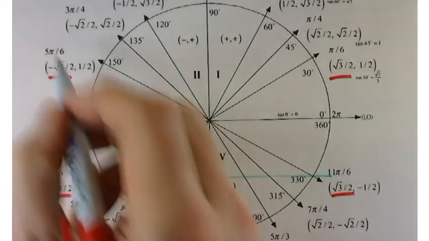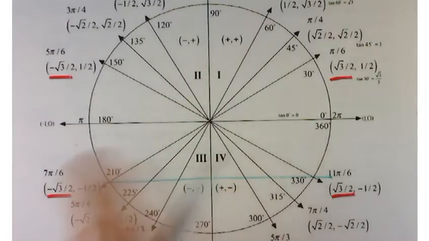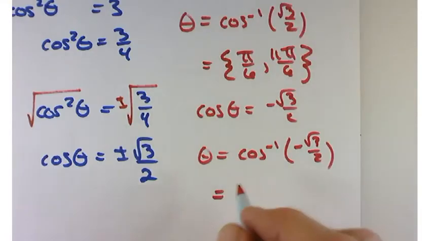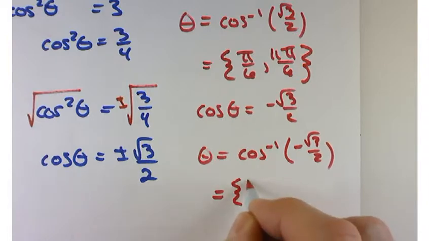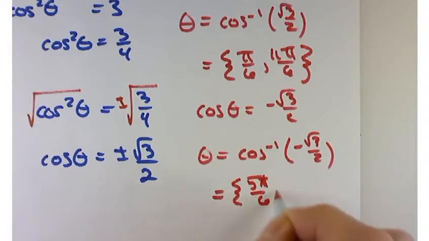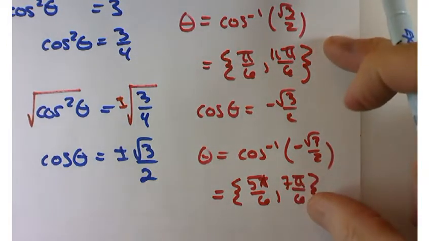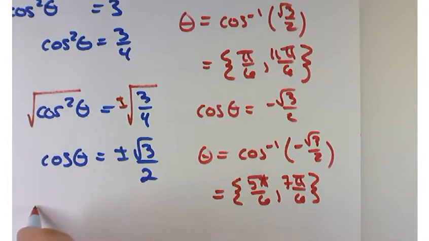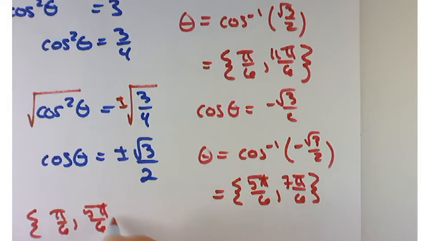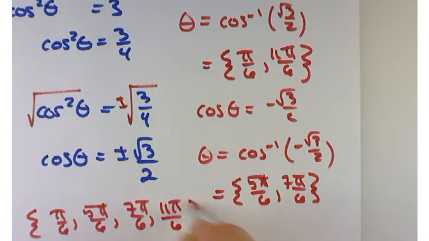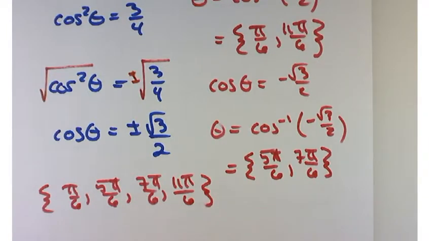Good. Right here. 5 pi over 6 and 7 pi over 6 have the proper x-coordinate. So those are our remaining 2 solutions. 5 pi over 6 and 7 pi over 6. So altogether, 4 solutions here. And let me just list it out this way. Pi over 6, 5 pi over 6, 7 pi over 6, and 11 pi over 6. There we go. So overall, that's your solution to this particular problem.